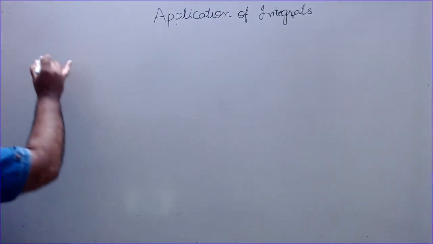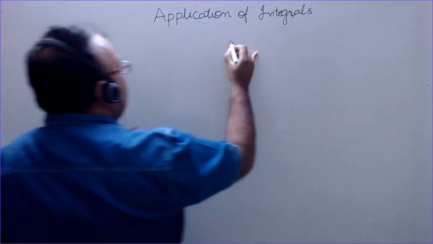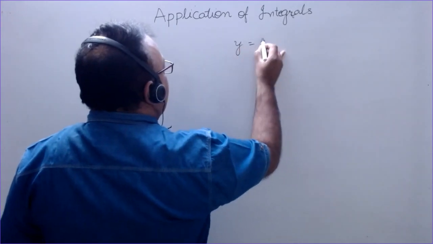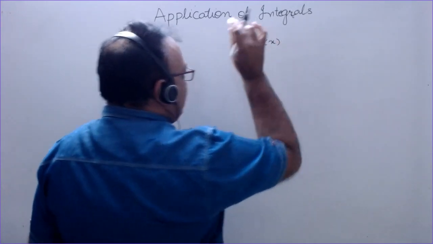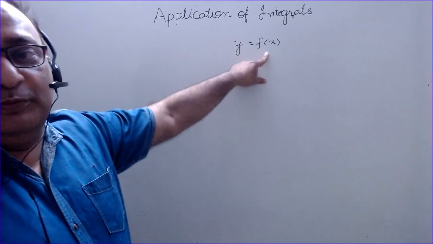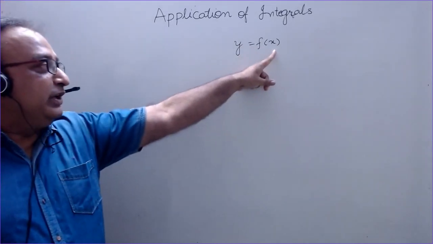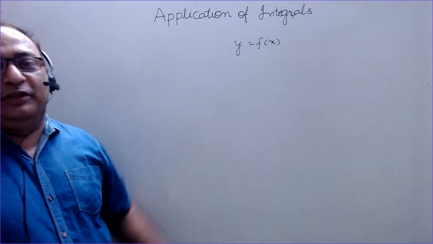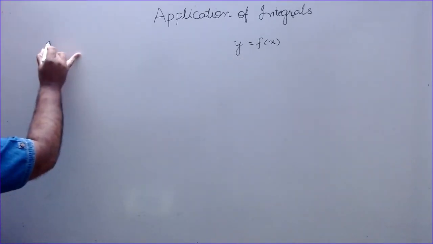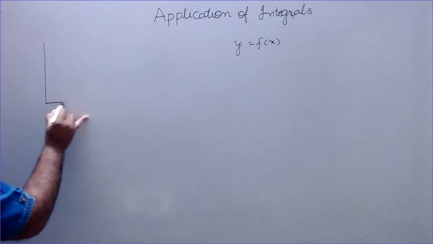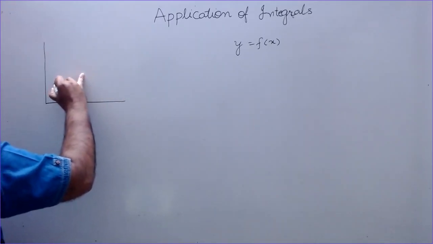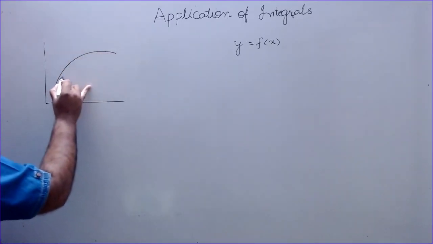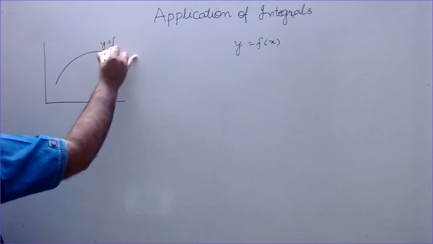First of all you should know the concept. Suppose we have a curve y is equal to f(x), meaning y is a function of x here. That means we input the value of x, so x is the independent variable, and y depends upon x, so y is the dependent variable. Suppose the graph of this is like this. This is the graph of y is equal to f(x).